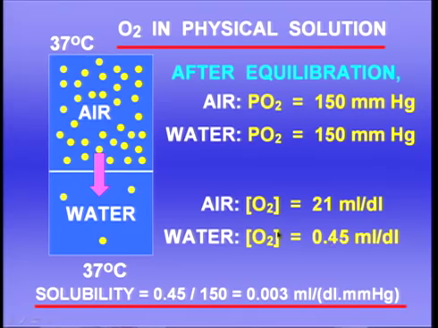Well, it's very much less. And that, of course, is because the solubility of oxygen in water is relatively low. In fact, the solubility is shown down here as 0.003 mls per deciliter per millimeter of mercury. And so the amount of oxygen at a PO2 of 150 is going to be 150 times 0.003, and that comes to 0.45 mls per deciliter. Okay, so that's oxygen in physical solution.